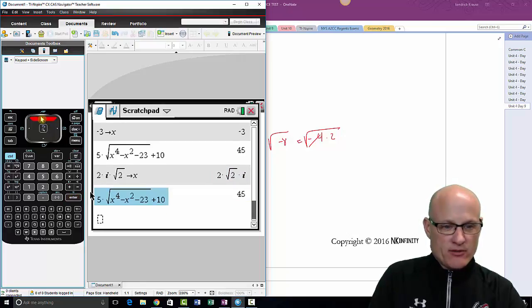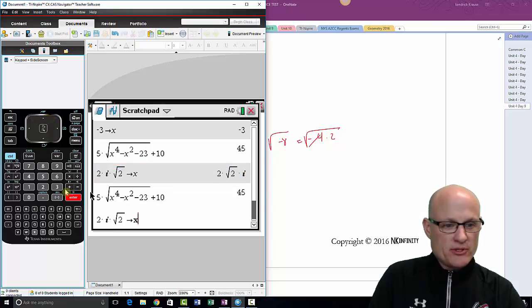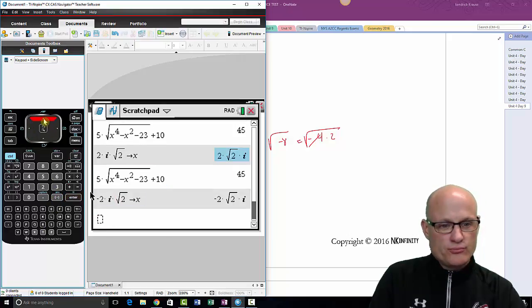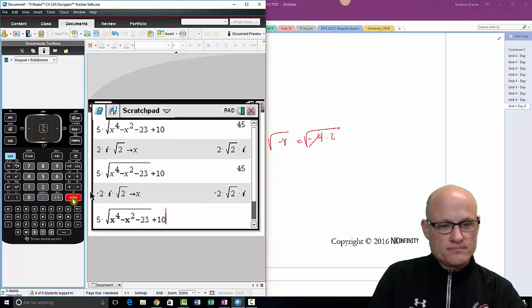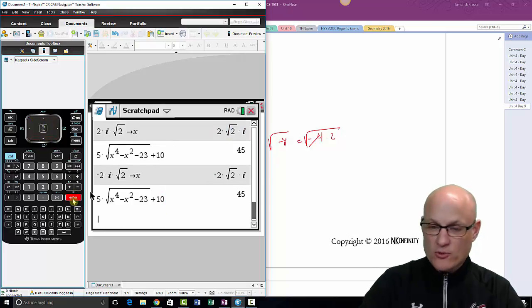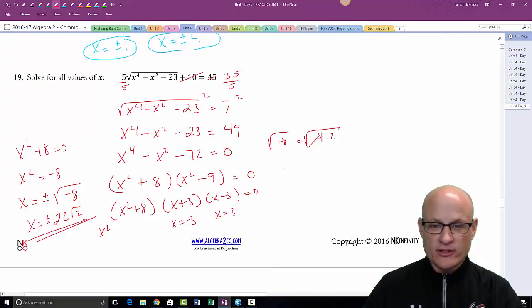Now I don't want to type that back in. So I'm going to do the negative of this. Negative. Wow. All 4 of those were answers too. That's craziness. So plus or minus 2i square roots of 2, comma, plus or minus 3.